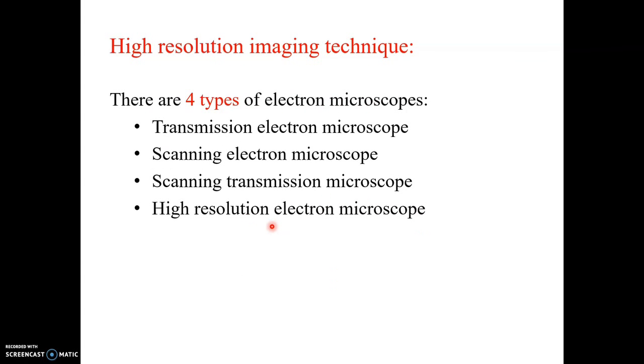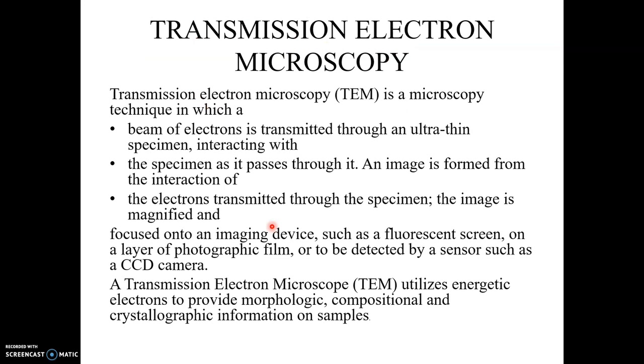Transmission electron microscope, that is TEM, scanning electron microscope SEM, scanning transmission STEM, and one more is the scanning tunneling microscope. And the high resolution electron microscope is nothing but a higher magnification, modified TEM imaging that can be done with the high resolution HR-TEM. We call it HR-TEM.